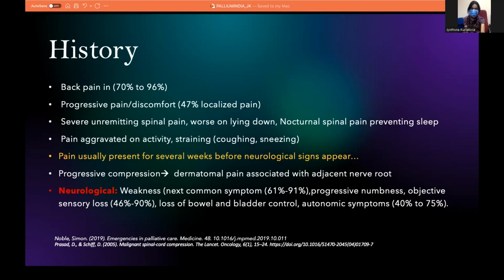The second most common symptom is weakness. 61% to 91% of patients present with motor weakness. Some people have sensory loss, and bowel and bladder involvement and autonomic symptoms are present in around 40% to 75% of patients.